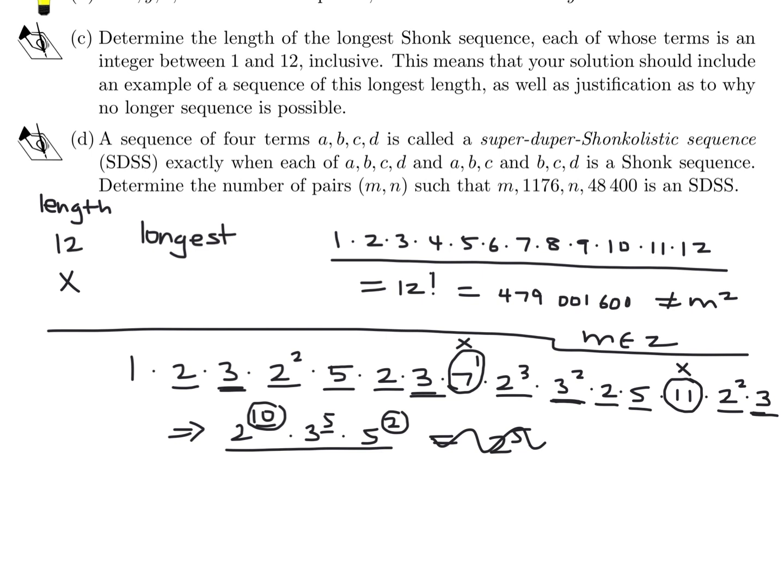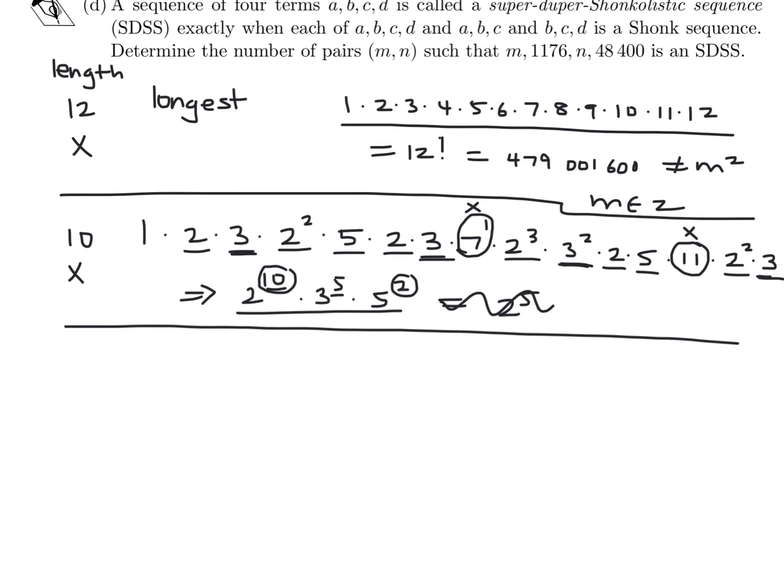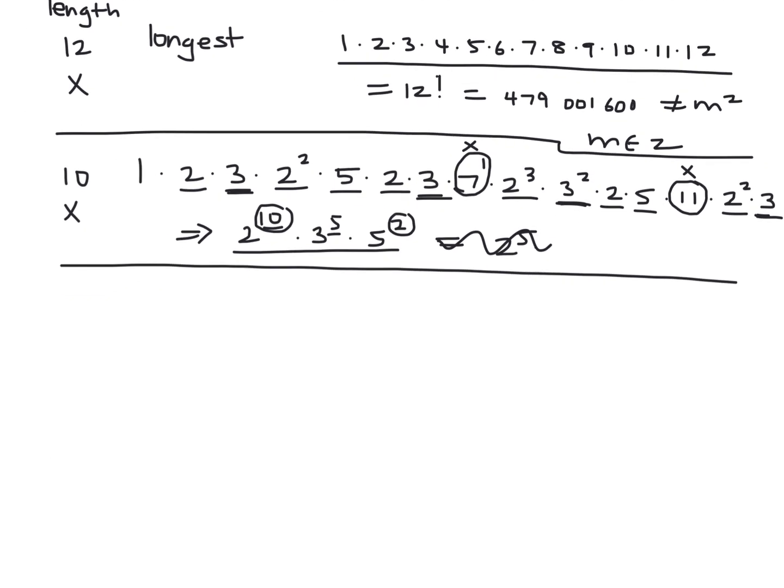I got it. So if I took out the 7 and I took out the 11, that means I took out 2 of the 12. So that means this was length 10, and length 10 doesn't work either. Okay, I got it. I think I'm getting the hang of this now. And then, therefore, I've got to get rid of one more 3. Okay, so I'll just get rid of the 3.